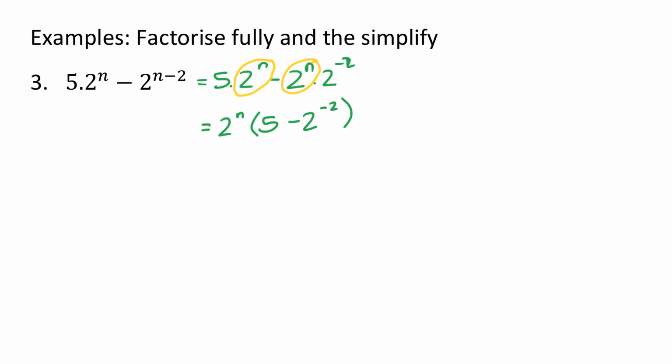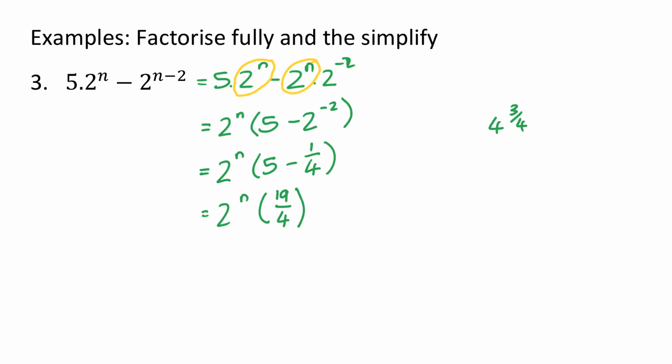Now, in the brackets, I just have constants, so I can work out what they are. 2 to the power of n, 5 minus a quarter. And so that's going to give me 2 to the power of n, 5 minus a quarter is 4 3/4. And if I write that as an improper fraction, I'm going to get 16 plus 3, 19 over 4. Now, it would be suitable to write my answer like this, 19 over 4 times 2 to the power of n.